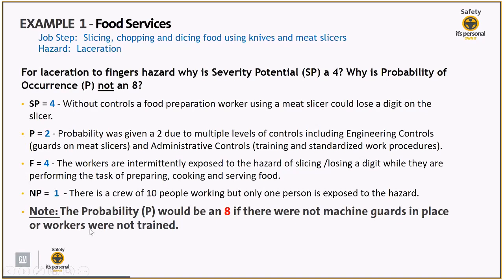So just a note here, the probability would have been an 8, which is this one right here, if there were not guards in place or the workers were not trained. Keep in mind, probability of occurrence looks at multiple layers of control. Because we listed multiple layers of control and one of those was engineering controls, we used a 2. However, if we did not have multiple layers or this engineering control in place, this number for probability of occurrence would have been an 8.